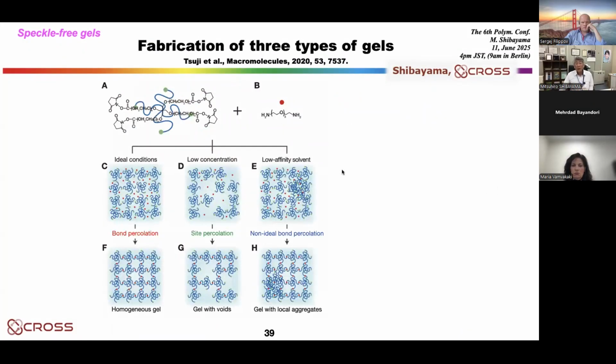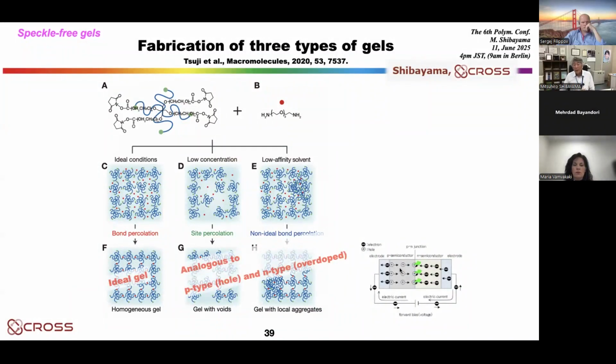Okay. Knowing this, we extended the experiment to fabricate three types of gel: ideal, under-doped, and over-doped. The ideal condition is bond percolation. We fill the space with monomer or macromer, and just let it cross-link together, ending up with a homogeneous gel. However, if we decrease the monomer or macromer concentration, it now ends up as a gel with some sparse regions. This is site percolation. On the other hand, if we add more macromer at the beginning and let it gel, we get aggregates. So it is analogous to a semiconductor: a hole type and an overdoped type.